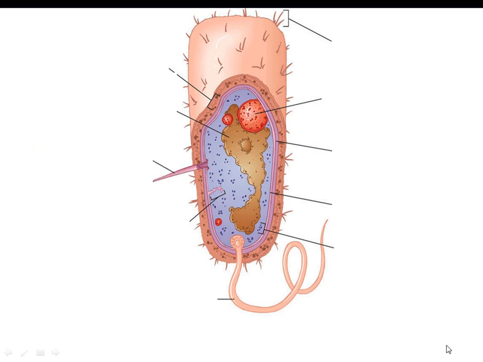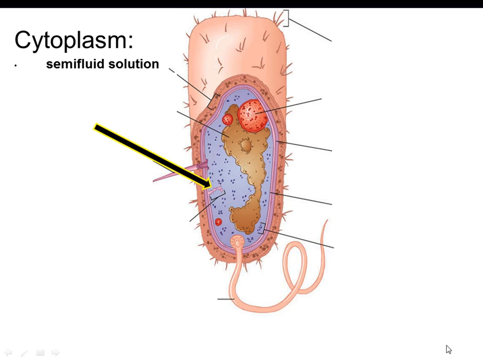Okay, let's move on. The cytoplasm, that fluid inside the cell. It's a semi-solid, kind of a jello-type substance, a semi-fluid solution, mostly water, at the site of lots and lots of metabolism. Lots of reactions occur in the cytoplasm. As a matter of fact, we said living things were 70 to 90% water, so somewhere between 70, 80, 90% of the cytoplasm would be water.